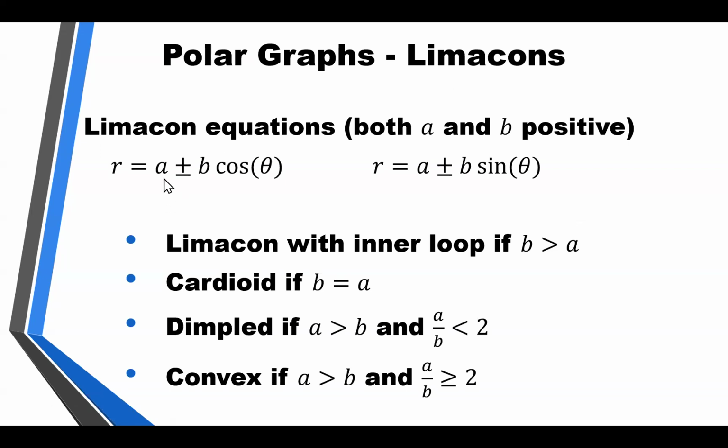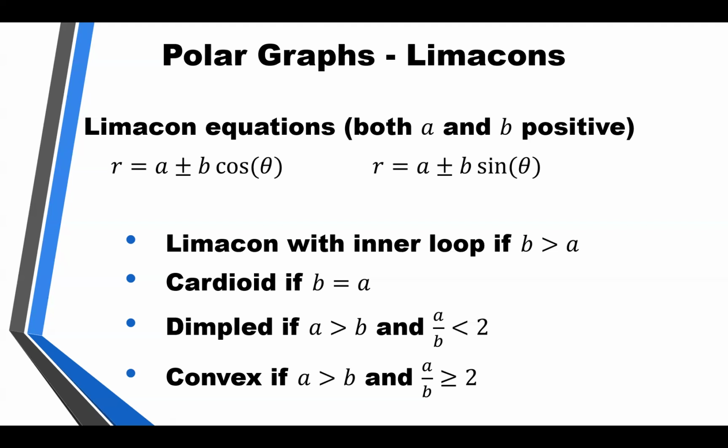But these equations are where we have A plus or minus B times cosine theta equaling R, and R equals A plus or minus B times sine theta, where A and B are both positive. Again, we saw that it didn't matter if A was negative or not, but there you go. Now, the reason I want to say that both of these are positive is because we get that limaçon with an inner loop if B is bigger than A. When B is equal to A, that's where it went back and hit the origin or the pole. And that particular limaçon is called a cardioid. When those two numbers are the same, we get a cardioid. And the root word there is related to the fact that it looks like a heart shape.